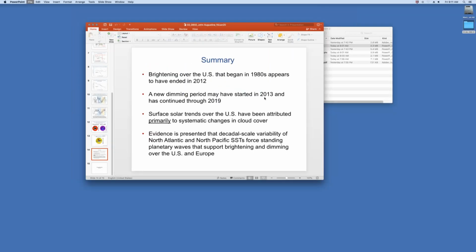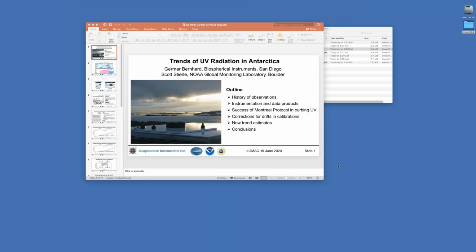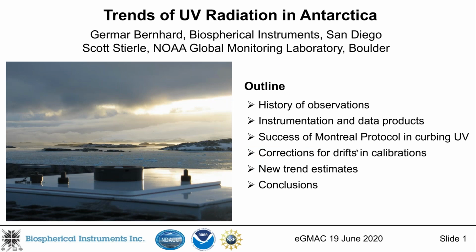Okay, now we're going to turn to Girmar Bernhard. Girmar has been involved in the measurement of solar UV radiation since 1992. He was the co-PI of the National Science Foundation's UV monitoring network between 1998 and 2009, when these instruments were integrated into NOAA's Antarctic UV monitoring network. And so fortunately for us, he's still involved in processing and interpreting UV data from this network. His presentation is called Trends of UV Radiation in Antarctica.